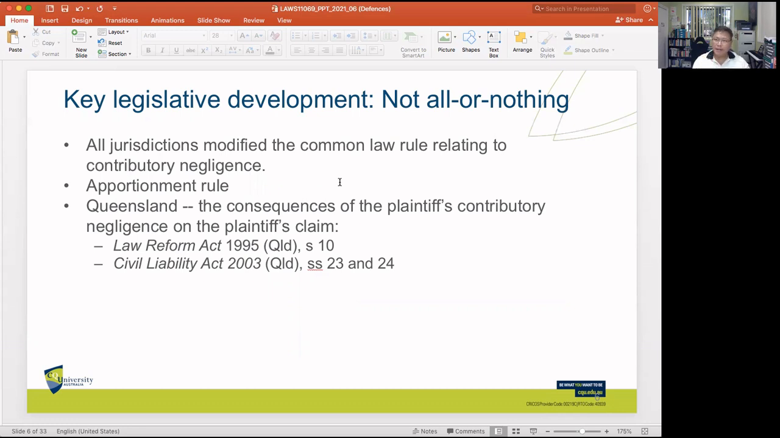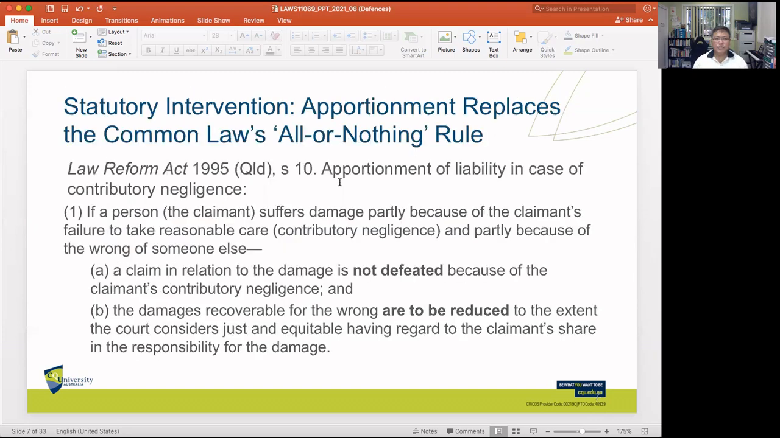apportioning the liability on the basis where both plaintiff and defendant contributed to the harm that was suffered by the plaintiff. And in Queensland, the consequences of the plaintiff's contributory negligence on the plaintiff's claim can be found in the Law Reform Act of 1995, Section 10, as well as the Civil Liability Act of 2003, Queensland, Sections 23 and 24, which we examine in greater detail in a short while.